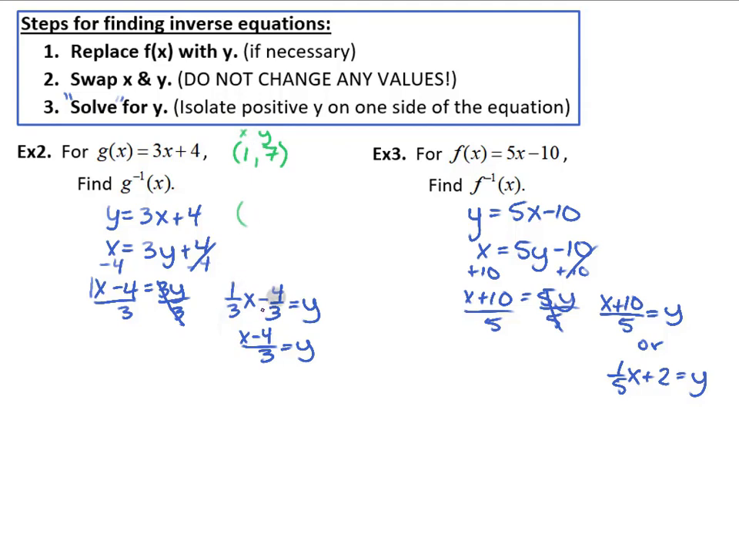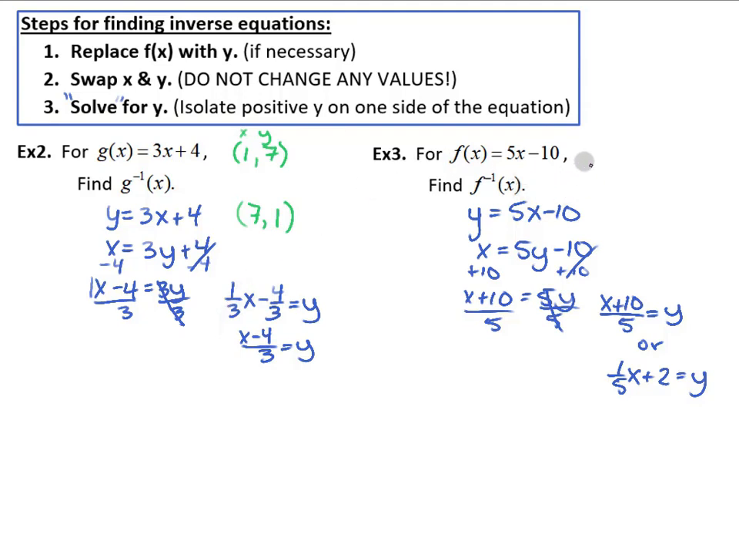So let's check if we have the correct inverse. And I think the second version down here is going to be easier to plug into. So remember in the inverse, if I plug in 7, we should be getting back 1. So let's plug in. 7 minus 4 is 3. 3 divided by 3 is 1. Hey, look at that. Looks like we have the correct inverse.